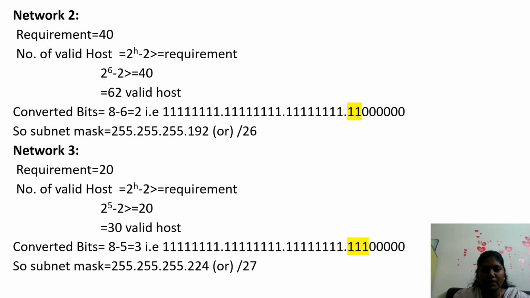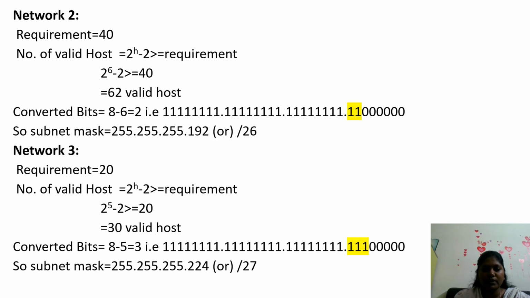Now for the third network, the requirement is equal to 20. The number of valid hosts is 2 power h minus 2 greater than or equal to the requirement. Let me take the value as 5, which gives the nearest valid host count. What if I make the h value 4? It is 16 minus 2, which gives only 14, not meeting my requirement. So let me take the higher order, 2 power 5 minus 2 greater than or equal to 20, which gives 30 valid hosts.